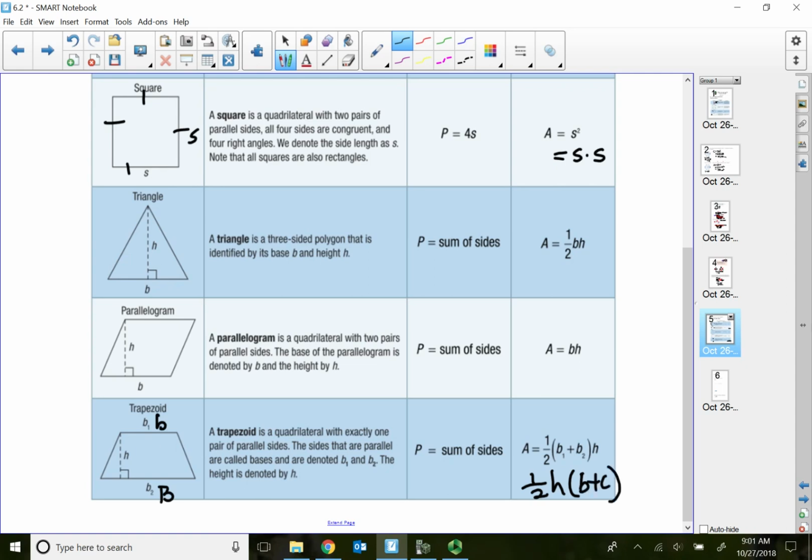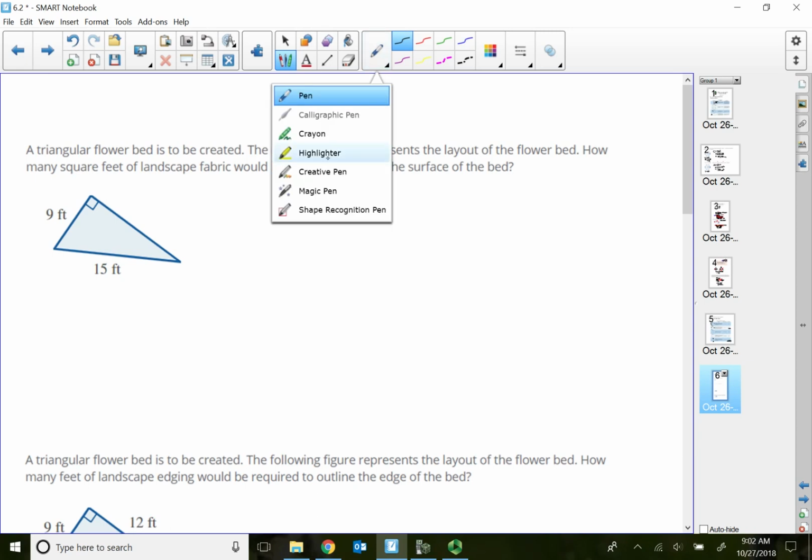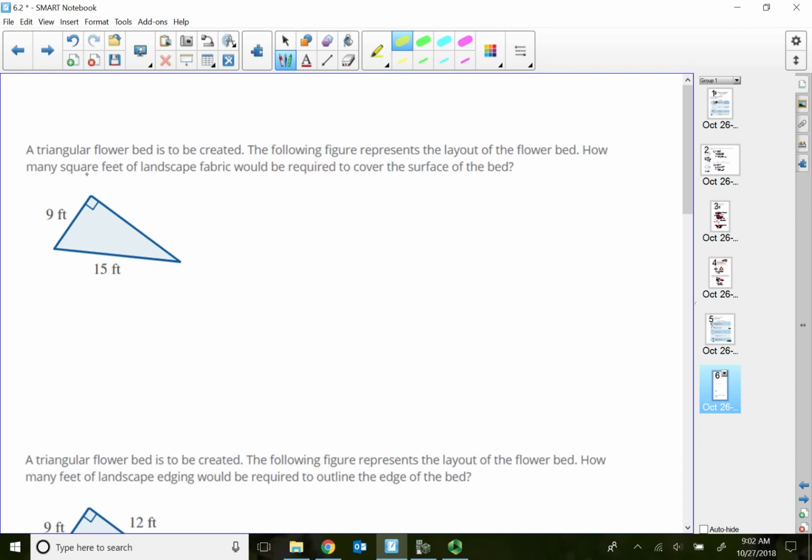Alright, let's take a look at some applications here. I got two types of problems here. Basically, I got perimeters and area, so let's be careful which one you want me to find. A triangular flower bed is created. The following figure represents the layout of the flower bed. How many square feet? Again, when you see the words square feet in geometry, that means find the area.